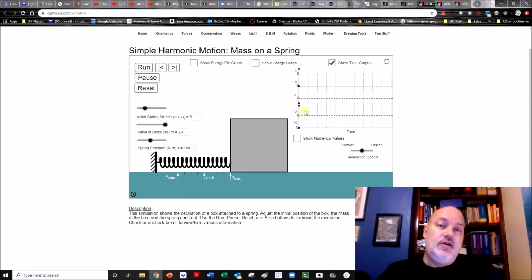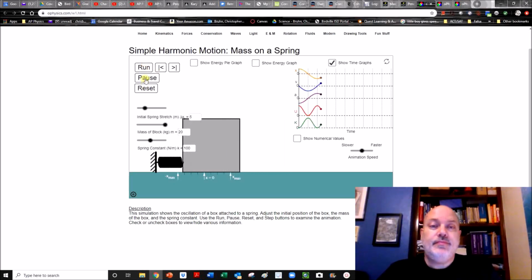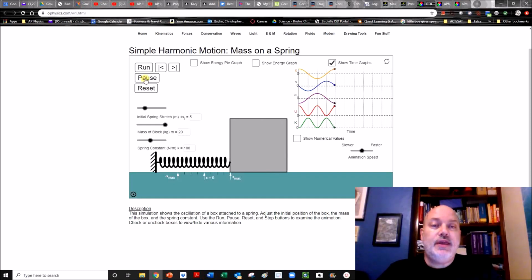All right, now let's take a look at all the kinematics, position, velocity, acceleration, and the energy, potential and kinetic, as a function of time. I'm going to pause it here at the end to get us right to the end.